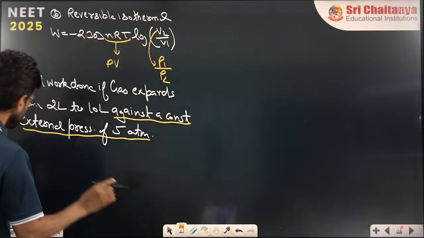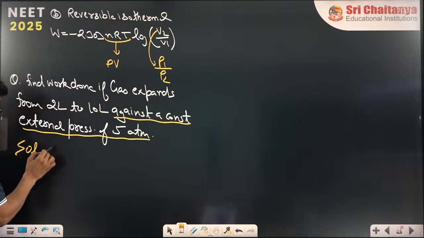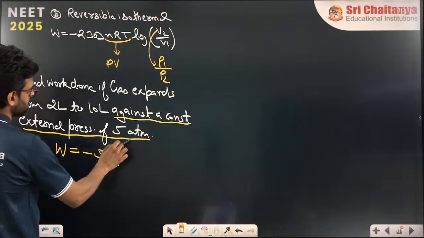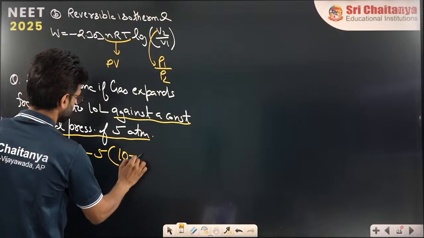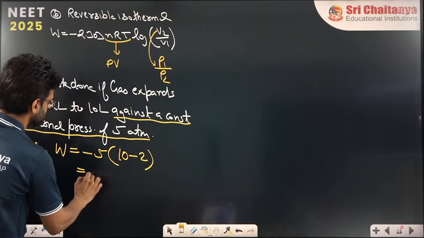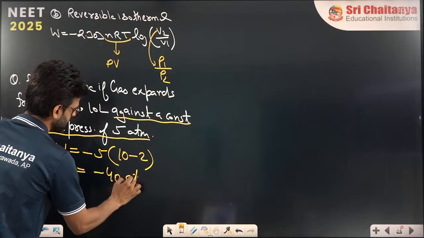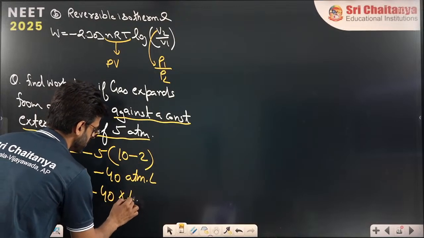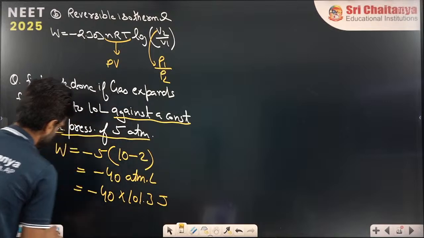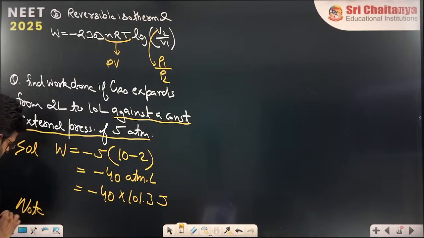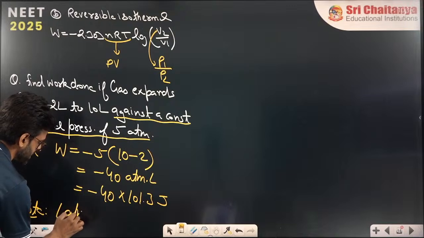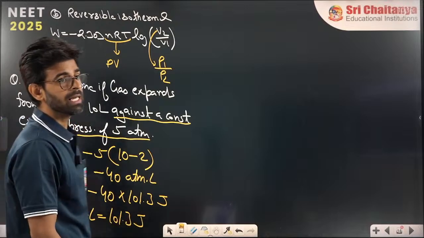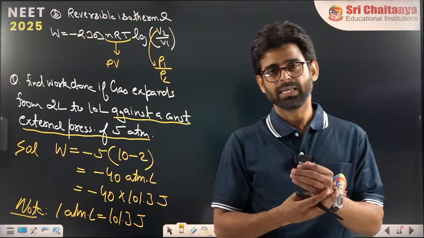So what do we have to do? What's the work here? Apply the work formula, minus P external times delta V, which is V2 minus V1. What's coming here? If you see, minus 40 atm liter, but they will ask in joules, so minus 40 into 101.3 joule. Here we are converting atm liter into joule, that is 101.3 joule. Be careful, they will ask in joules.